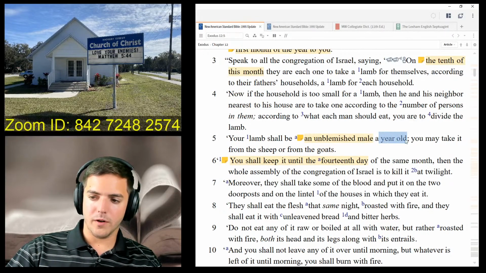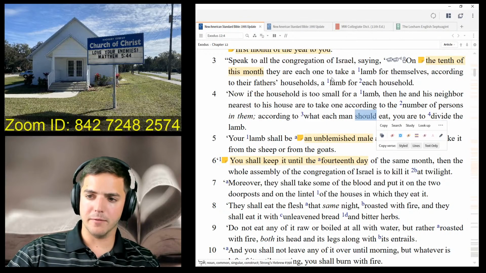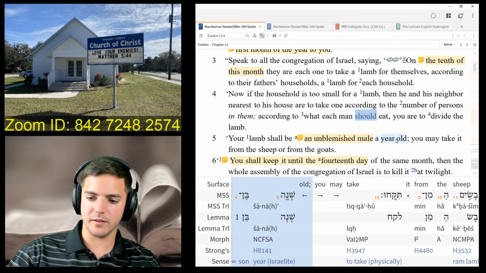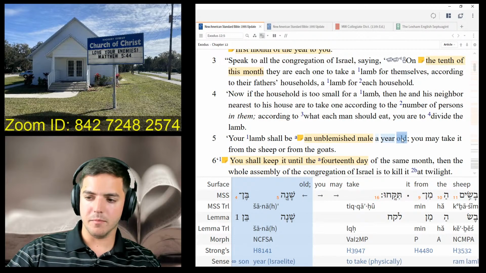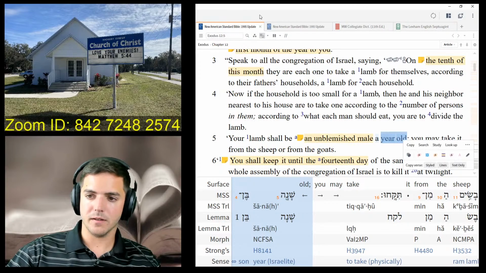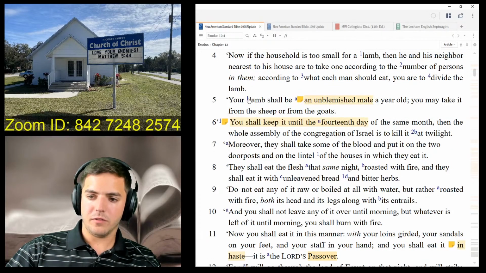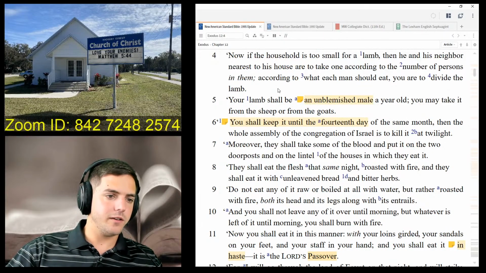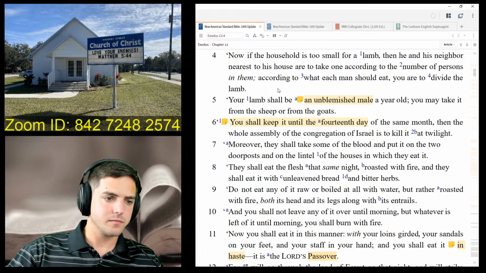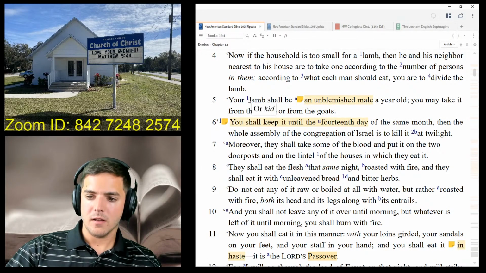The expression "a year old" there in verse 5, in my version, may be a mistranslation. Some versions indicate it's not necessarily exactly a year old. It could just be under a year old. Just the idea is a young lamb. Mine says a male. What does yours say, Zelda? A year-old male. Okay, so yours says a year-old male goat as well.